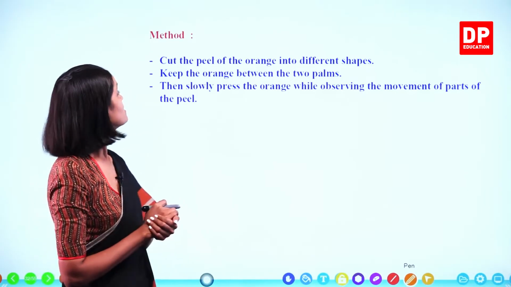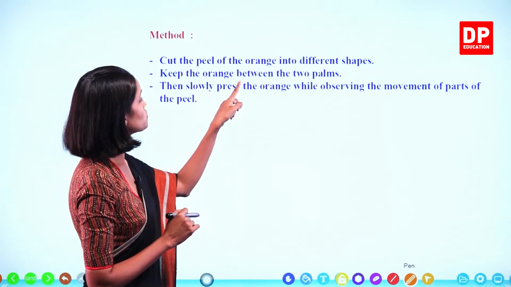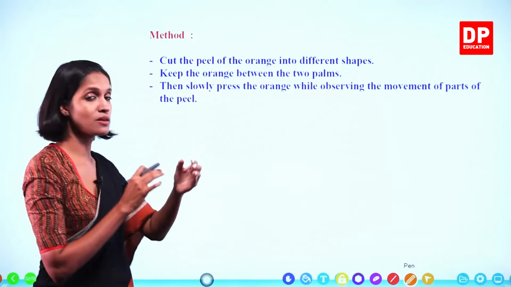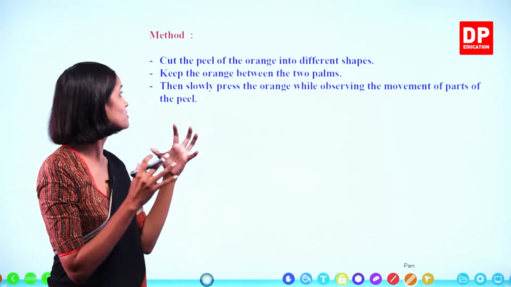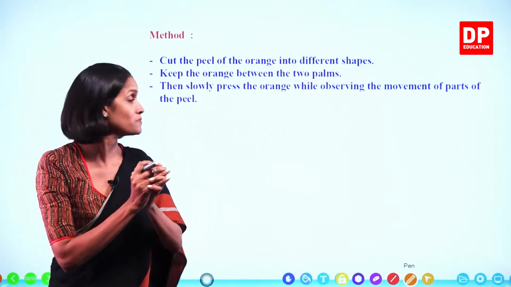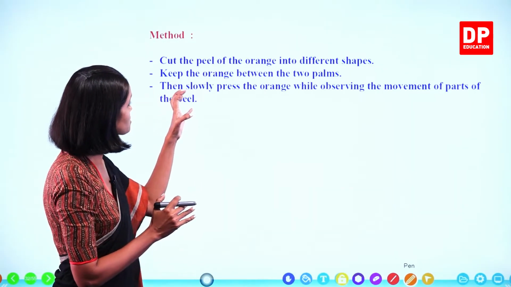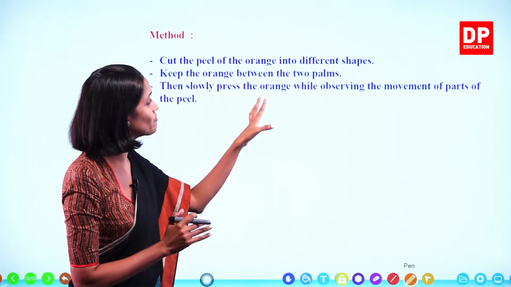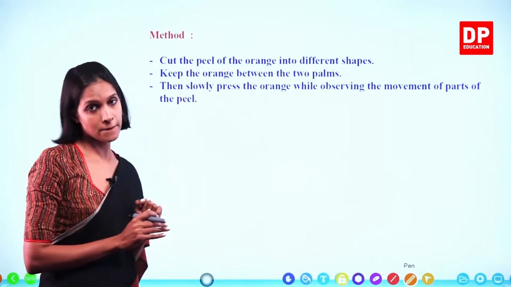Okay, children? So keep the orange between the two palms. You have to cut only the peel part, and you have to keep the orange between two palms. And then slowly press the orange while observing the movement of parts of the peel.